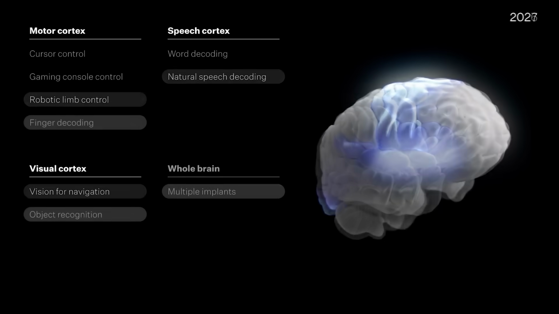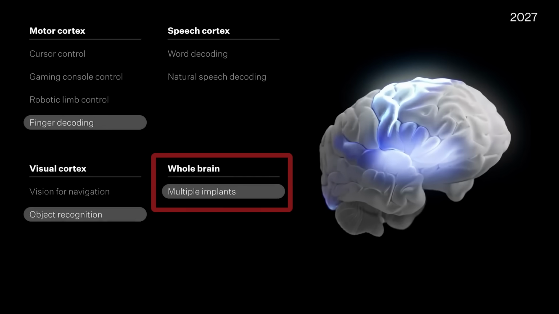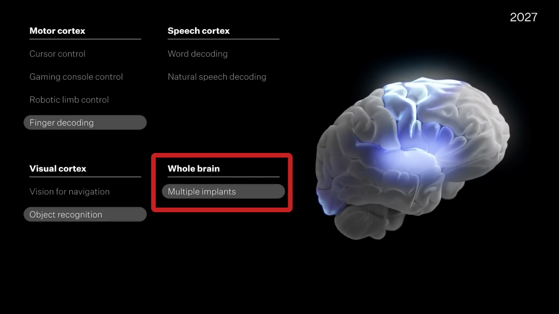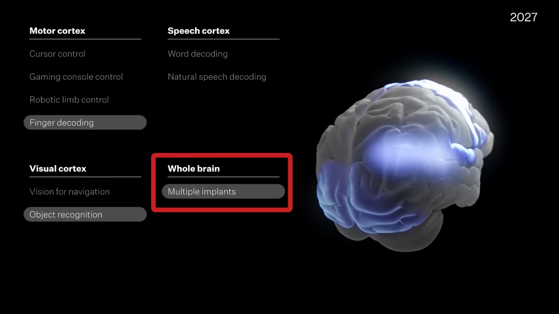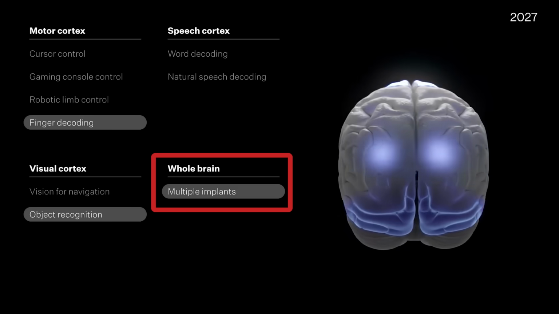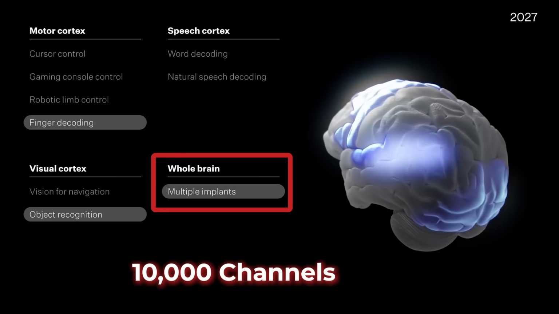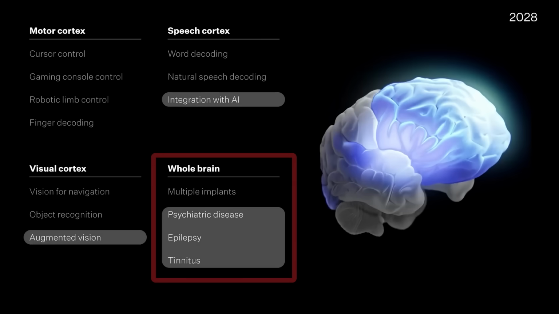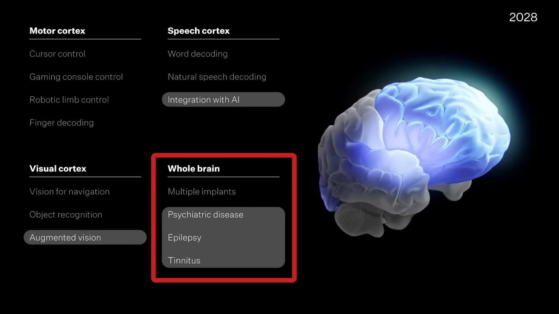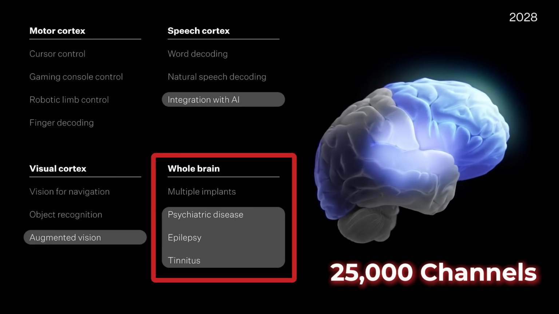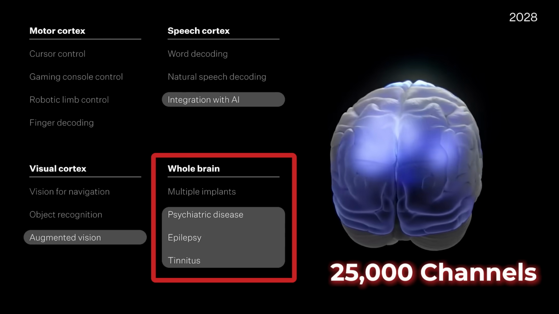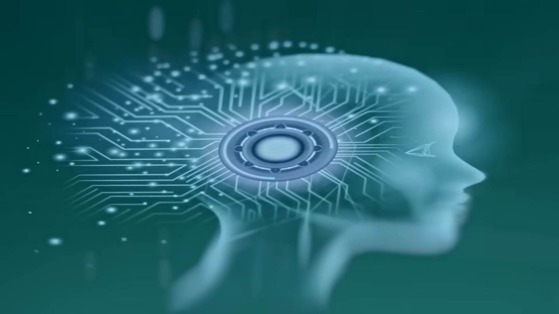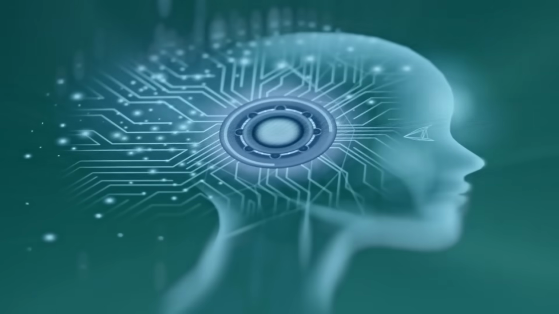Then in 2027, Neuralink takes it up a notch by adding support for multiple implants in one person, including speech, vision, and motor implants, all working together and pushing the brain-computer connection to 10,000 channels. And then just 1 year later in 2028, they are aiming to connect over 25,000 electrodes, allowing for full brain access and making the first step toward direct AI integration with the human body and mind.